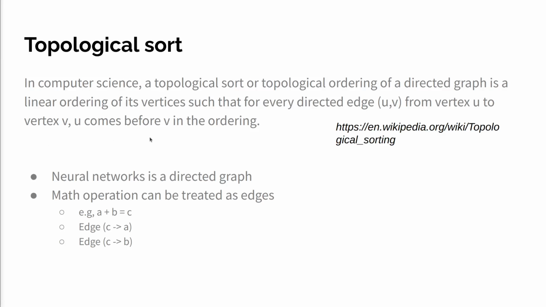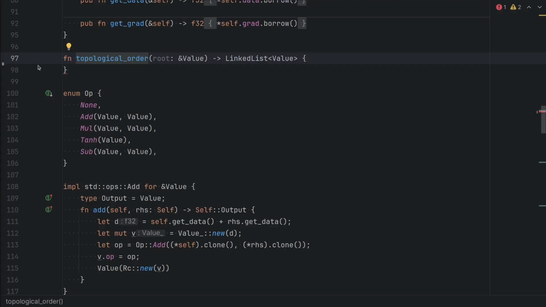So I think we have been equipped with sufficient mathematics and computer science. Now let's turn to implementation. First off, we are going to implement the topological order function. It accepts one parameter, root, which is the output value of a computation graph. The function will return a list of nodes in the topological order.